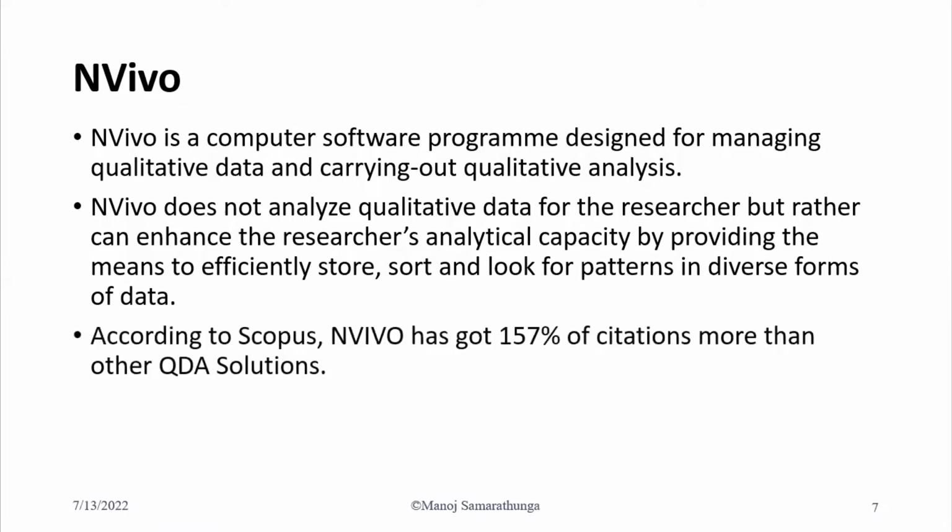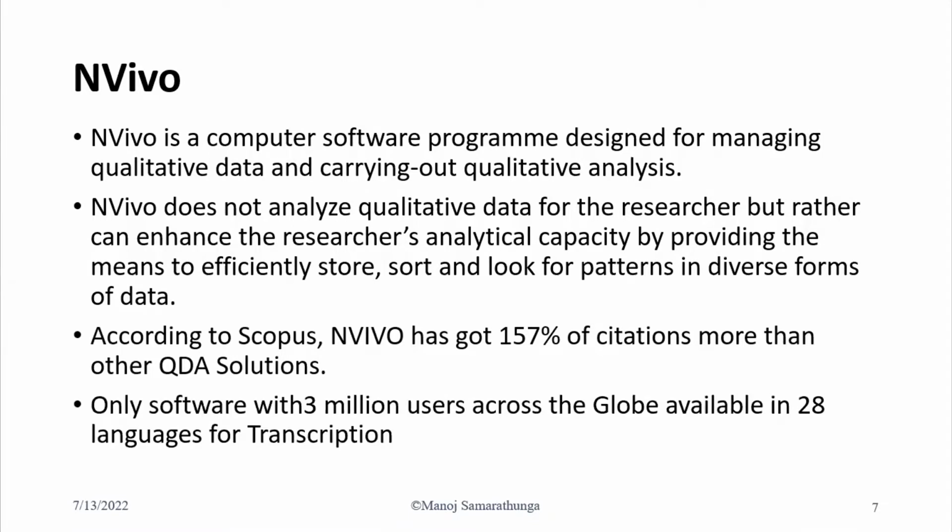And according to Scopus, NVivo has got 157% more citations than any other qualitative data analysis software in the world. And it is the only software with 3 million users across the globe, available in 28 languages for transcriptions. This is 2018 data, right? I'm sure we have reached like 5 million users by now.